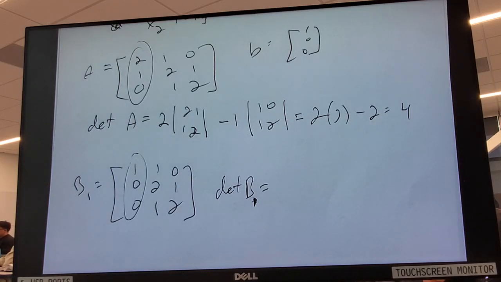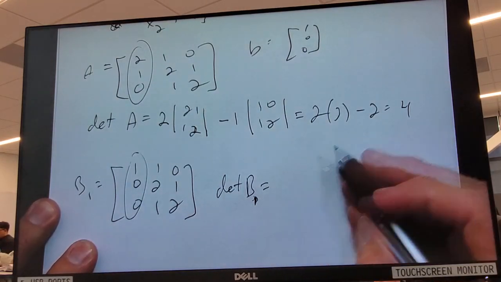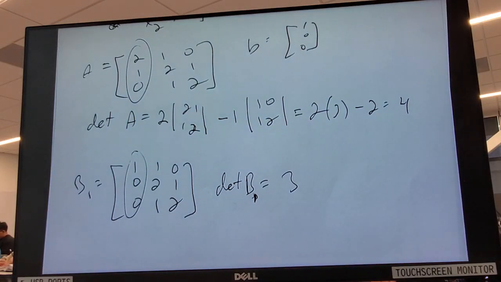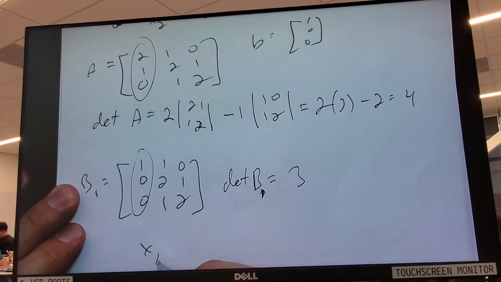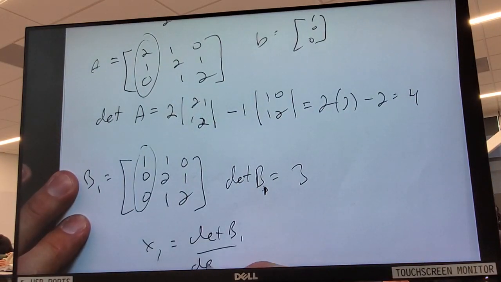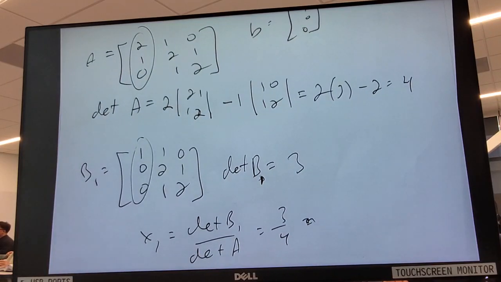So what do you get? Yeah, you get 4 minus 1, you get 3, yes? Is that right? Okay. And then if I divide, to get x1, I just have to divide the determinant of b1 by the determinant of A, which is 3 divided by 4. So x1 is 3/4. And then I could do it again with x2, x3.